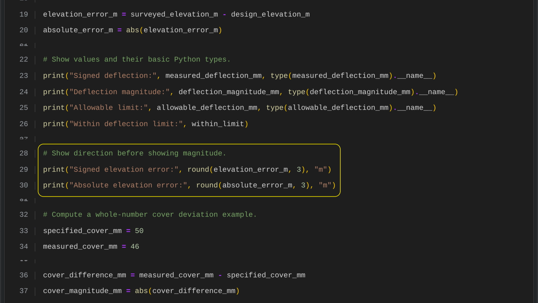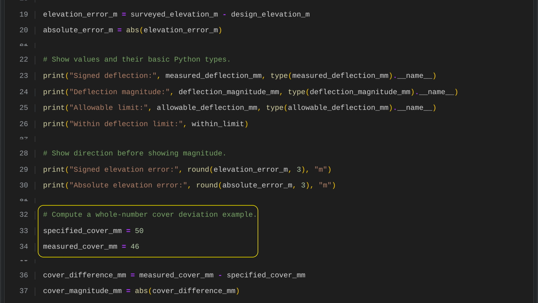Report both the signed and absolute elevation error, rounded to 3 decimal places. The signed error shows the difference between surveyed and design elevations, including direction, while the absolute error shows only the size of the discrepancy. The specified protective cover is set to 50 millimeters, while the measured cover on site is 46 millimeters. These values are used to compare the intended and actual thickness and determine whether the cover meets the design requirements.